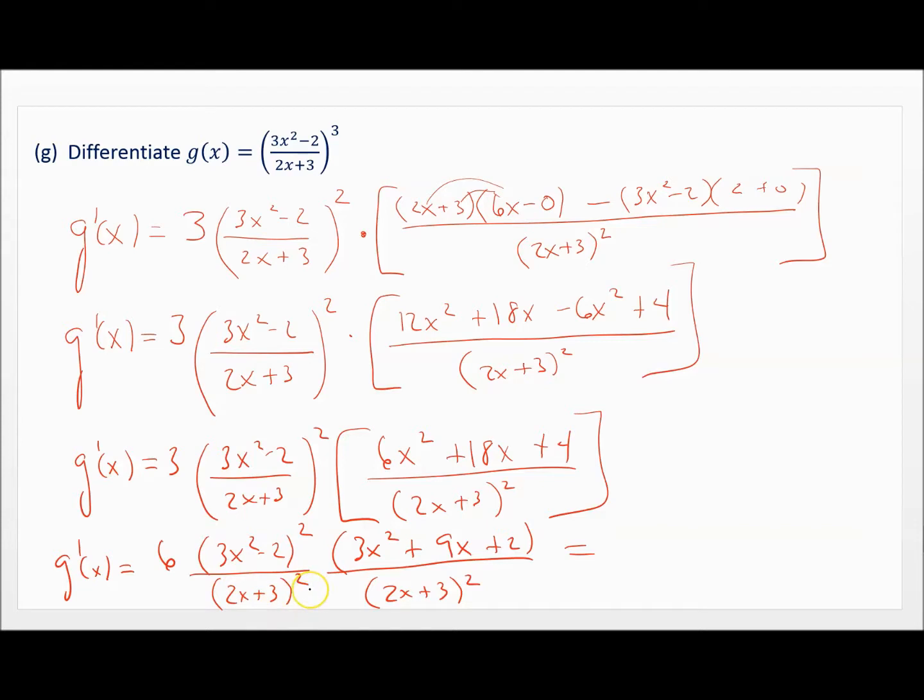I have a 2x plus 3 squared here, and I have a 2x plus 3 squared here as well. So I could write this as 6 times 3x squared minus 2 squared times 3x squared plus 9x plus 2, all in the numerator, over the denominator of 2x plus 3 to the 4th power, because it was the same base, so I added the exponents. How do you feel about that?